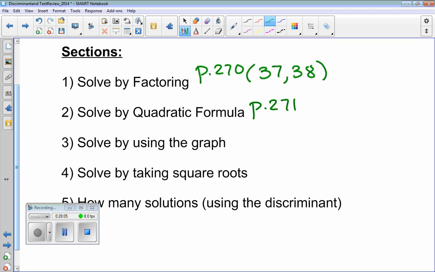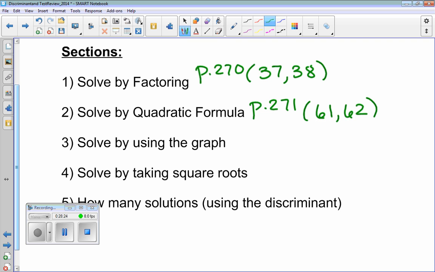On page 271, I want you to do 61 and 62. And notice I'm giving you an odd problem and an even problem, so the odd problems you can check in the back of the book. That doesn't mean only write the answer in the back of the book. Okay, that means that you got to show me your work.